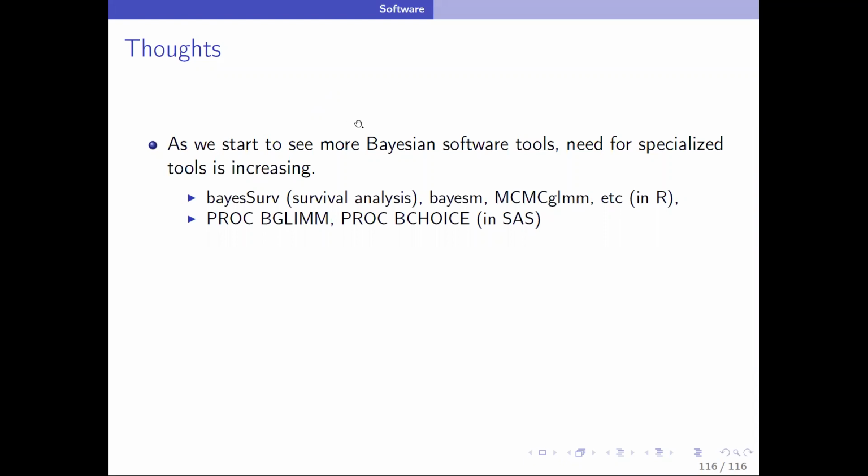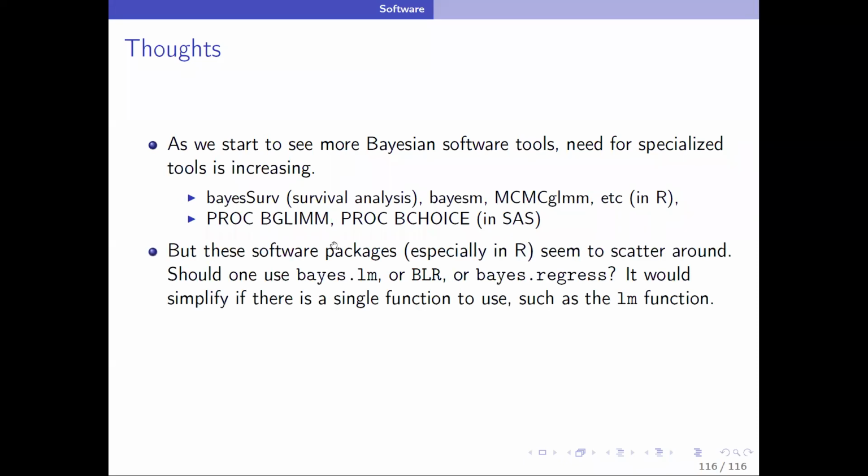So some finishing thoughts: as we see more need for Bayesian software packages, I think we need to see more specialized tools for it. And of course, in R, people are writing different packages. In SAS, we have PROC BGLIMM that does Bayesian generalized linear mixed effects models, and PROC BCHOICE that does Bayesian discrete choice models, which simplifies the burden on the programming, while dealing with a larger class of models that's flexible and can handle many situations.